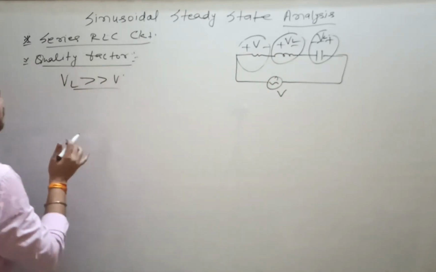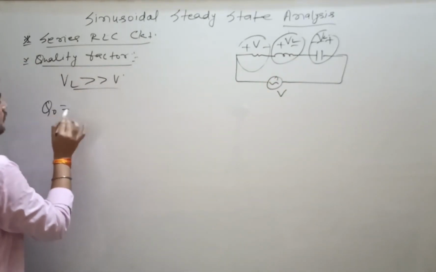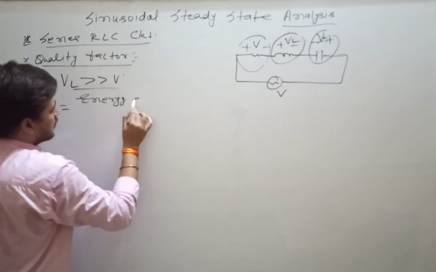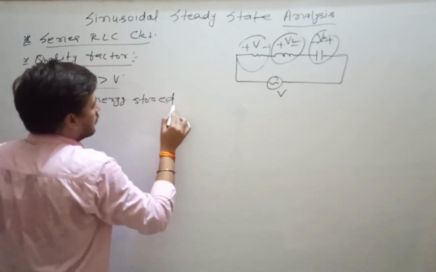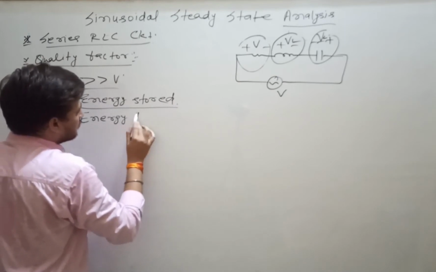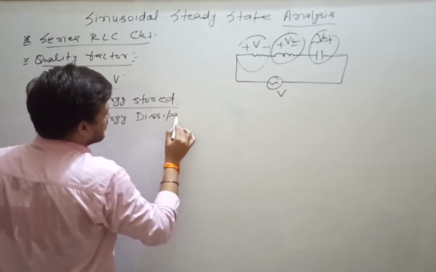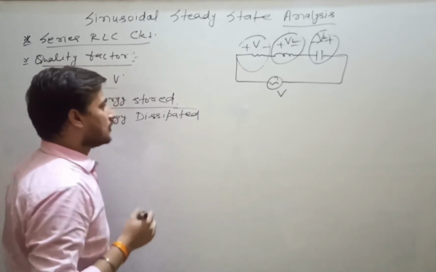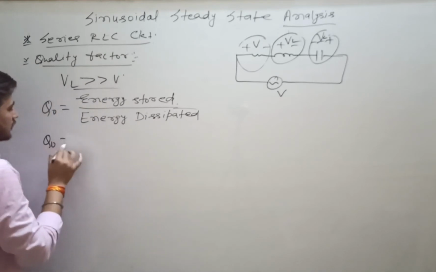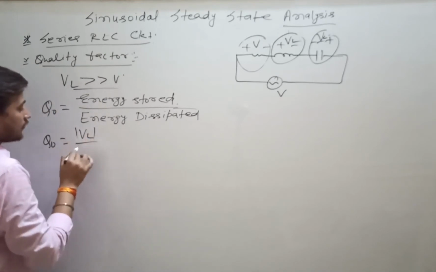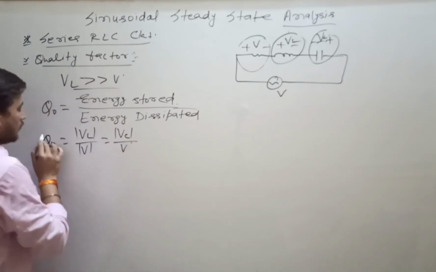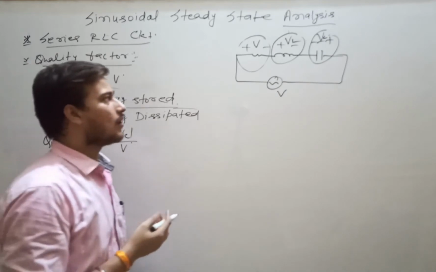So quality factor, represented by Q naught, is the ratio of energy stored divided by energy dissipated. You know current is the same, so simply this quality factor will be the ratio of VL, here I am writing only magnitude, divided by V, or it will also be equal to VC divided by V. Q naught is equal to VL by V, or VC by V.